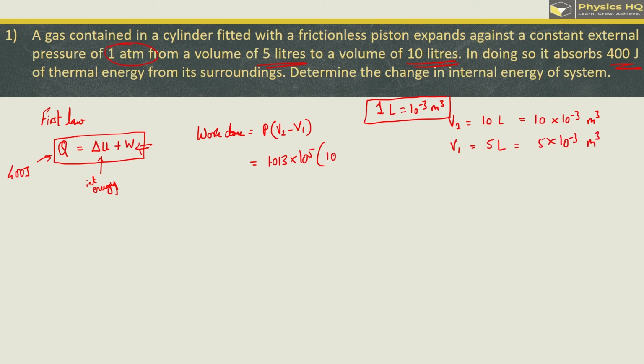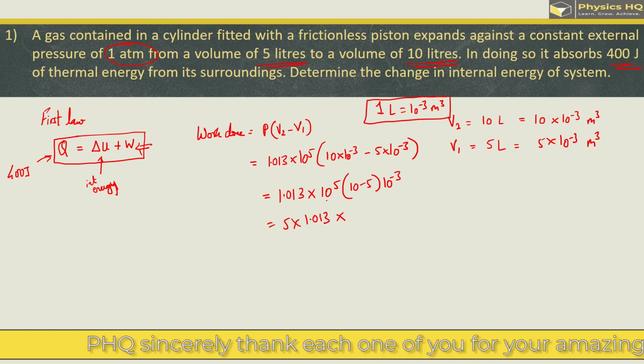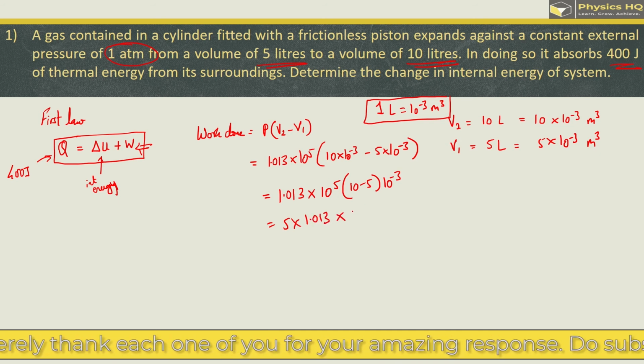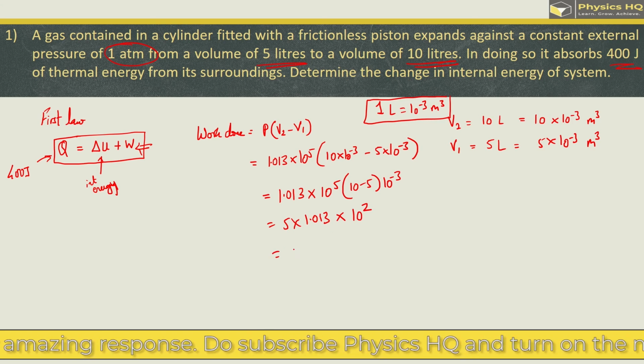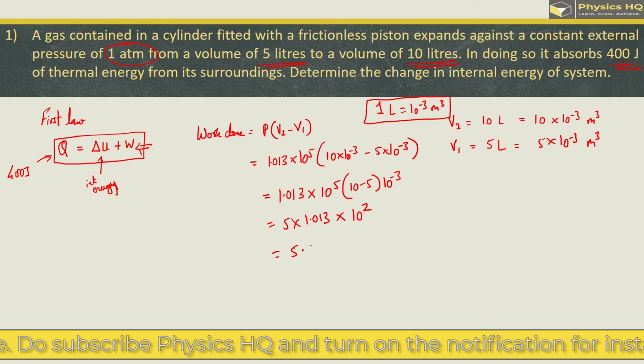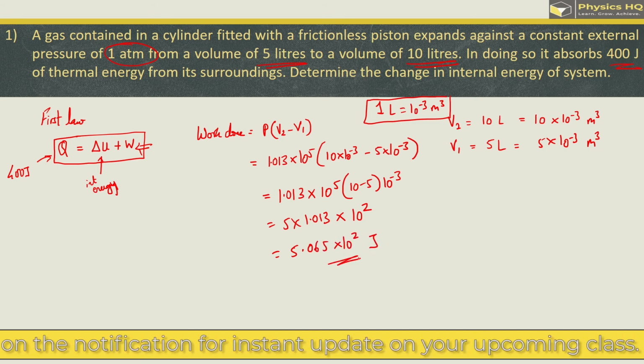Let us put the values over here. 10 into 10 raised to minus 3 minus 5 into 10 raised to minus 3. Here we will take 10 raised to minus 3 common out of the bracket. So we are left with 1.013 into 10 raised to 5. This will be 10 minus 5, and this 10 raised to minus 3 came out common. So 10 minus 5 will be 5 into 1.013. Now this 10 raised to 5 and 10 raised to minus 3 will give us 10 raised to 2. Now when we multiply 5 with 1.013, we'll get 5.065 into 10 raised to 2 joules. This is the work done.